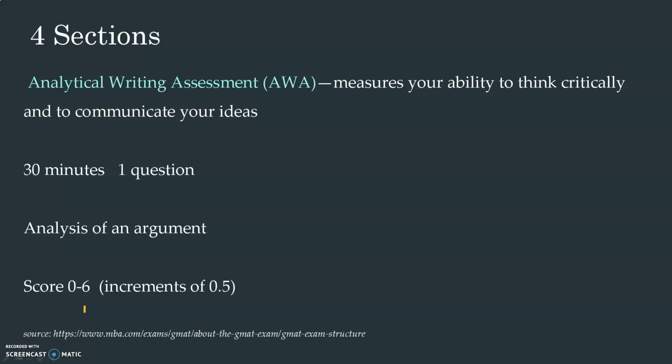Now, coming to the 4 sections in the test, one of them is called the Analytical Writing Assessment, AWA. The GMAT states that it measures your ability to think critically and to communicate your ideas. What exactly does it mean? So you will be given an argument in the form of a short paragraph, and you will have to write your response, analyzing that paragraph in terms of finding the strengths and weaknesses in the argument presented.